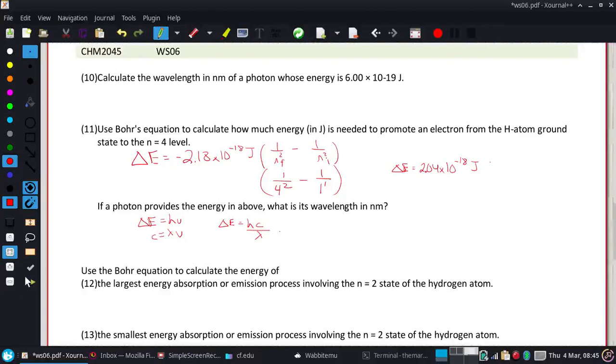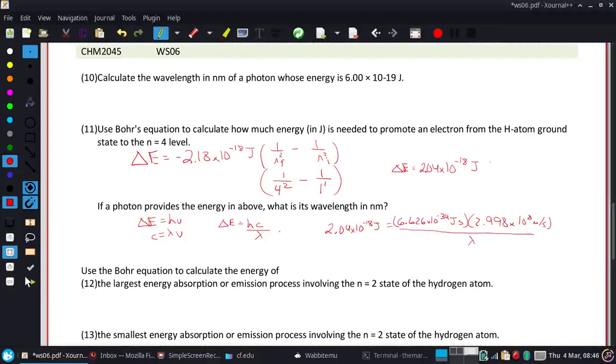Alright, so I have that 2.04 times 10 to the negative 18th joules. H is Planck's constant, 6.626 times 10 to the negative 34th joule seconds. Speed of light is 2.998 times 10 to the 8th meters per second. And wavelength is what we're going to solve for.